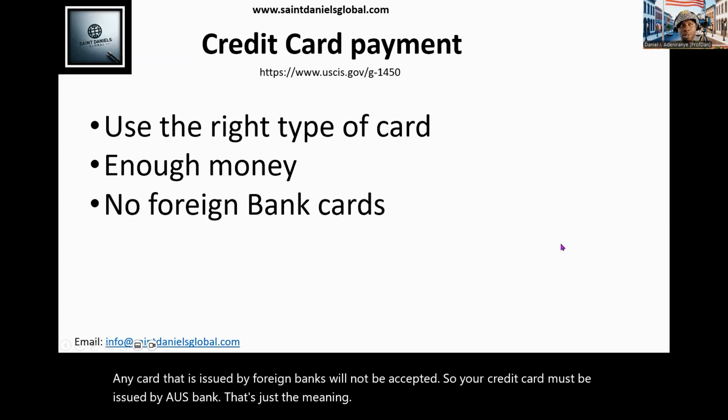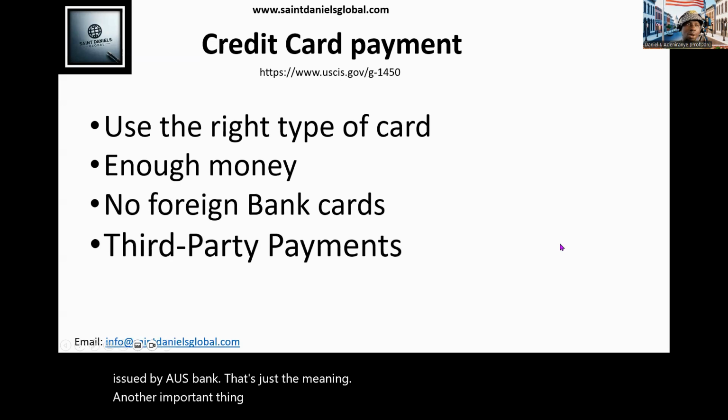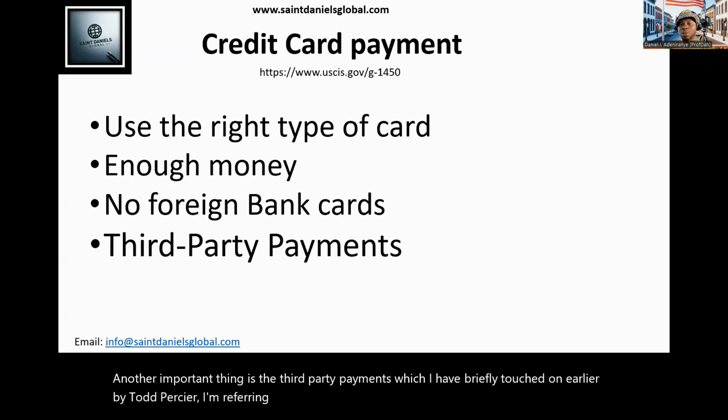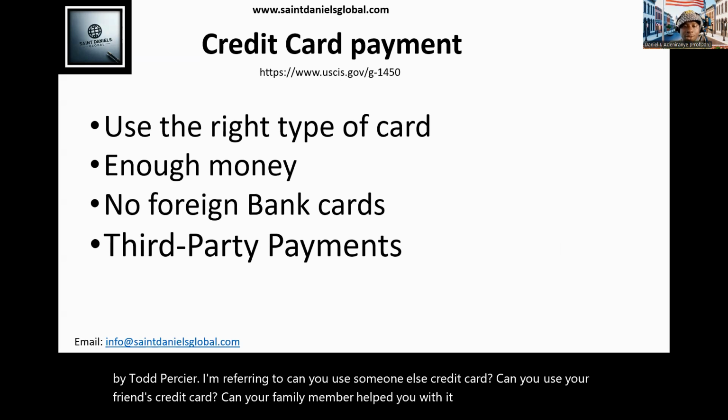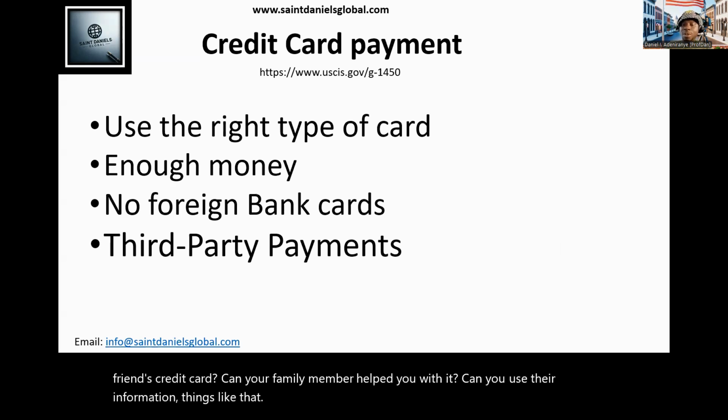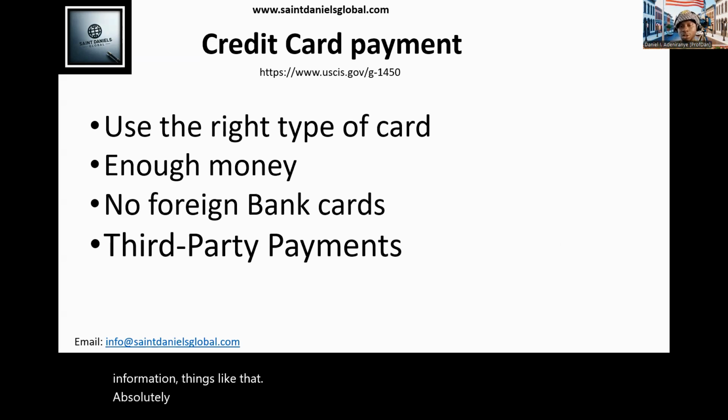Another important thing is third-party payments, which I have briefly touched on earlier. By third party, I'm referring to: can you use someone else's credit card? Can you use your friend's credit card? Can your family member help you with it? Can you use their information, things like that? Absolutely, yes. But here are the things you should take note of.